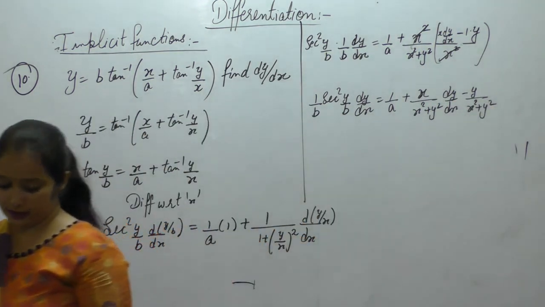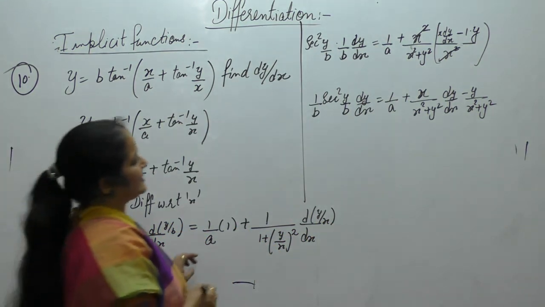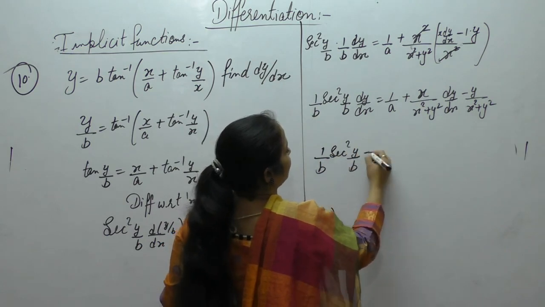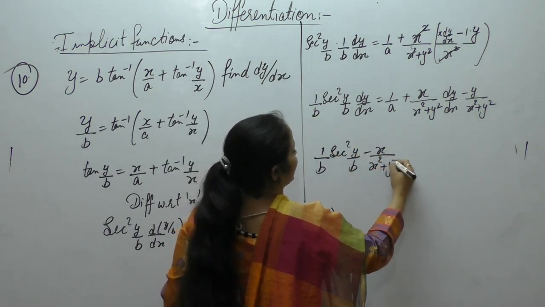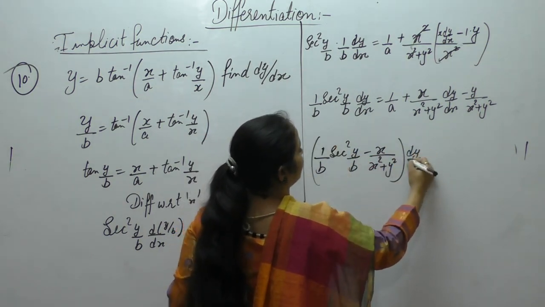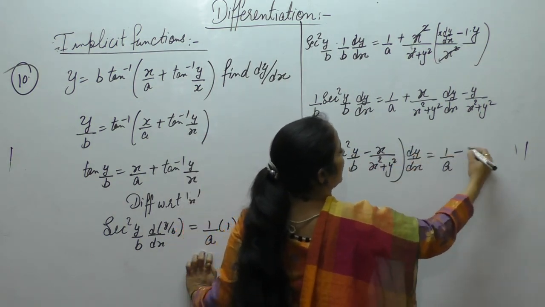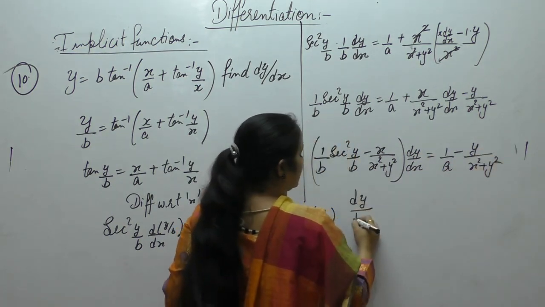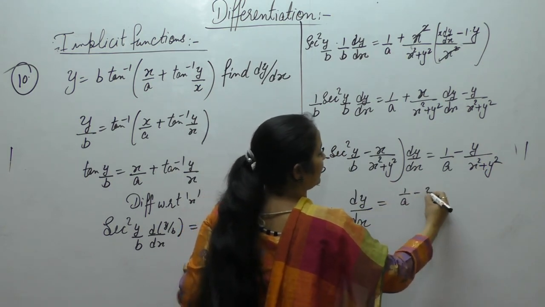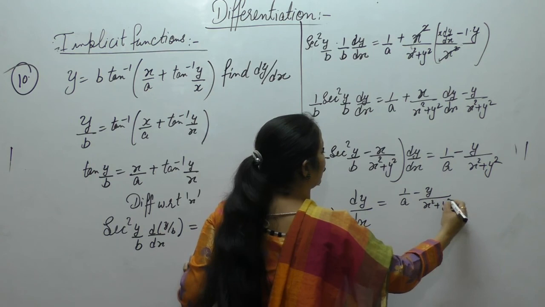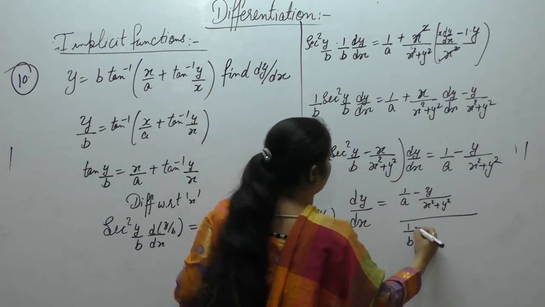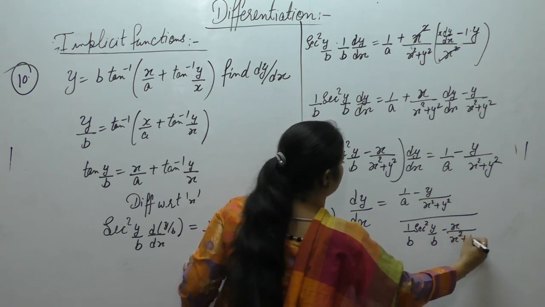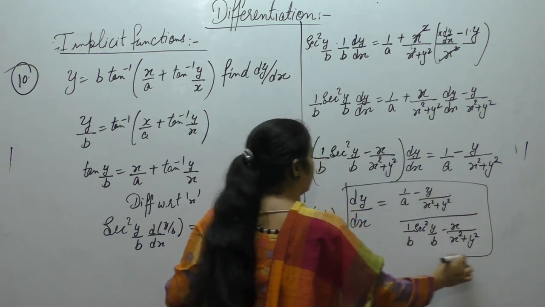Is it clear up to here? So in the next step, what do we get? 1 upon b sec square y upon b minus x upon x square plus y square, dy upon dx, is equal to 1 upon a minus y upon x square plus y square. So we get dy upon dx as 1 upon a minus y upon x square plus y square, upon 1 upon b sec square y upon b minus x upon x square plus y square. Note it down.